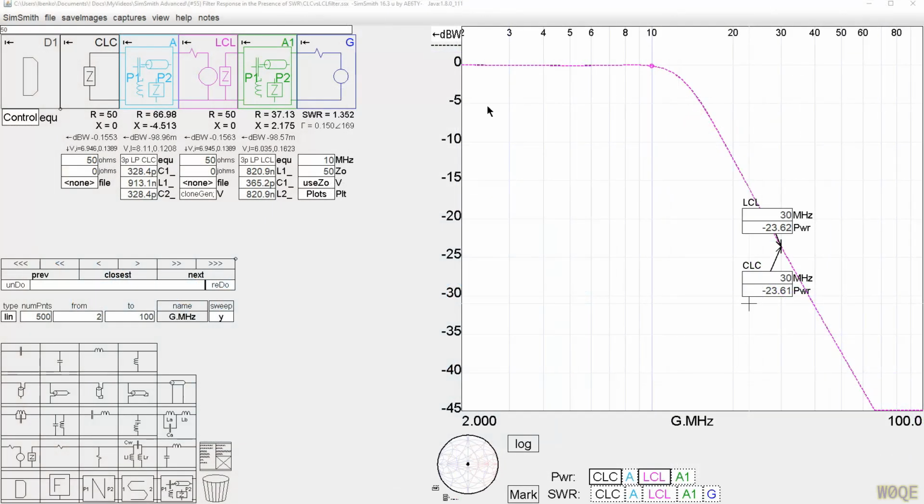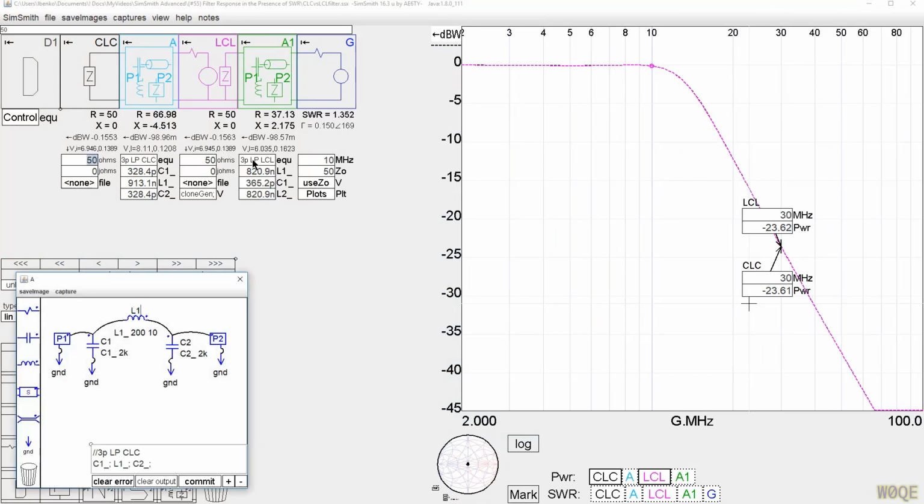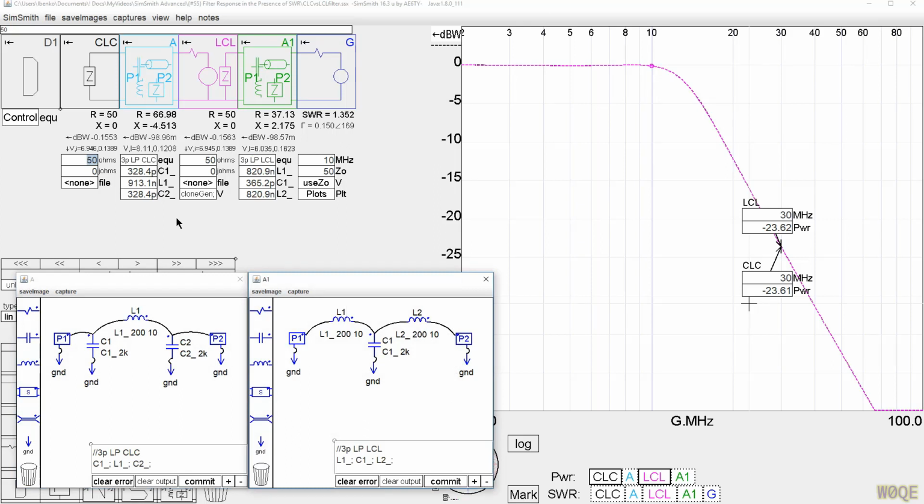Let's start with a SimSmith circuit, which has two filters that I've built. And the two filters are the same filter. One is done with an inductor input, and one is done with a capacitor input. They're 3-pole filters. They're 10 megahertz Chebyshev filters with about 1/10 of a dB. I don't remember, maybe 1/8 of a dB ripple. But they're both identical. They should have the same performance exactly.